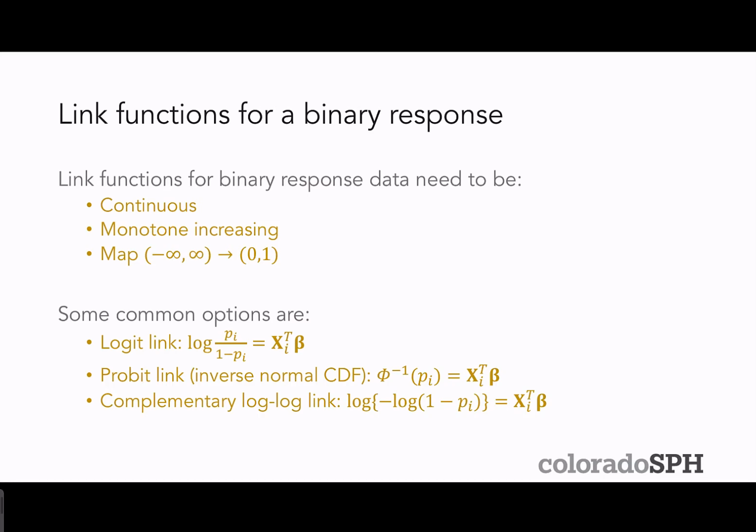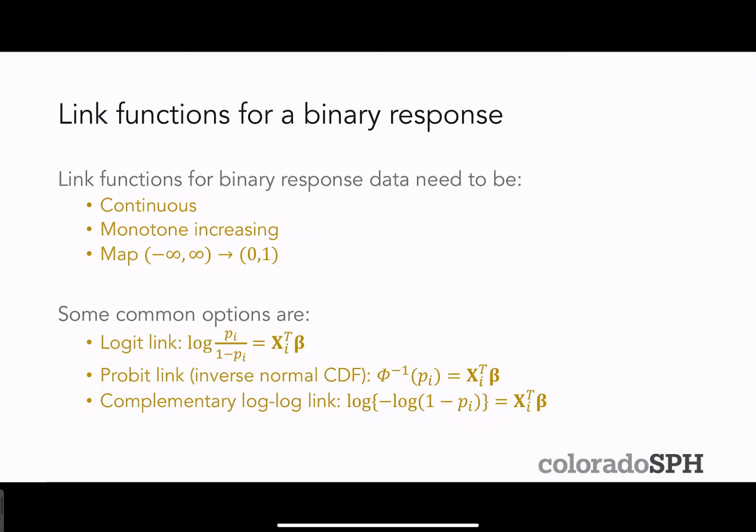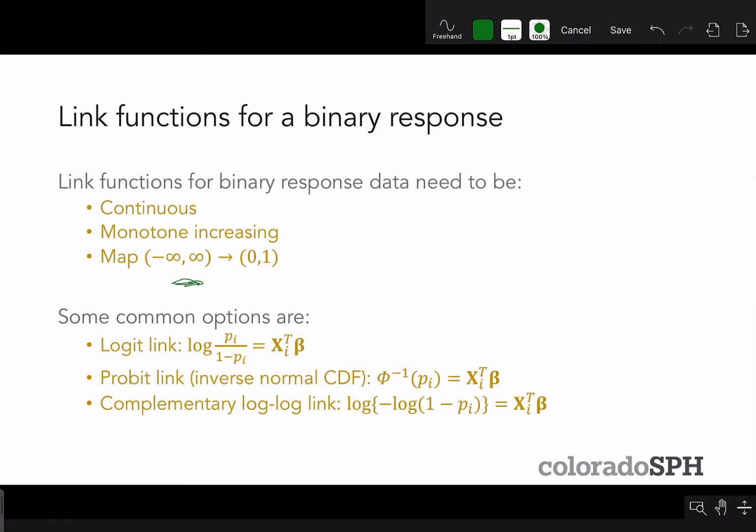So link functions for binary response data have a couple things that they need to be. One is that they should be continuous. They also need to be monotone increasing. And they should map values from the full continuous range of negative infinity to infinity to the probability range of 0 to 1.